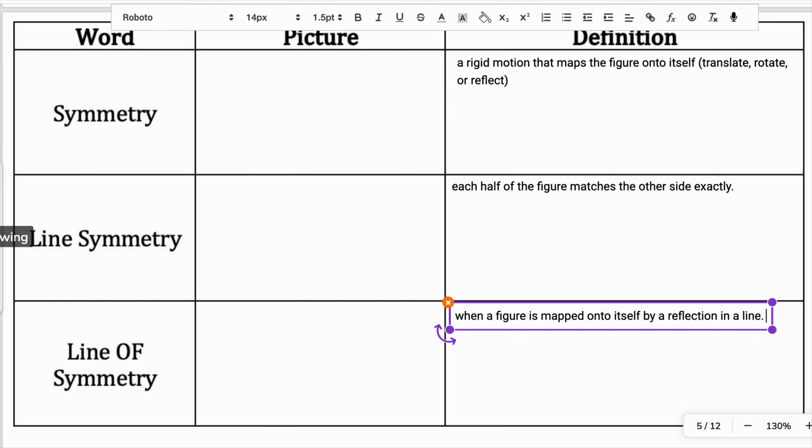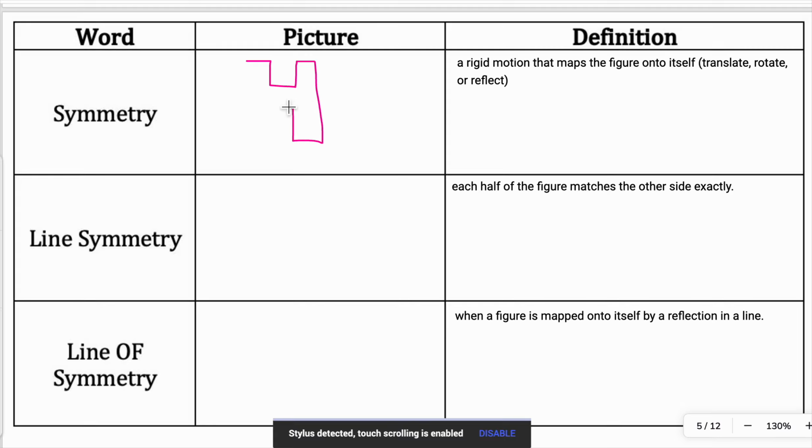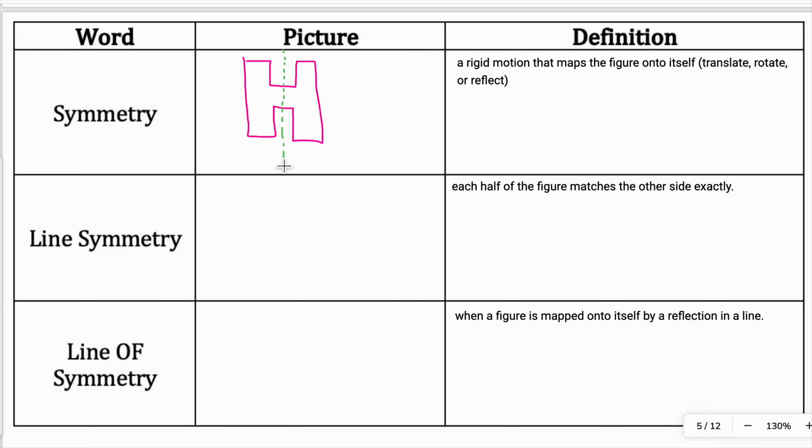So, examples of symmetry. For this one, I just drew the letter H. And it's not going to be perfect, but you get the idea. Symmetry would just show a rigid motion that maps a figure onto itself. In this case, we're going to see a reflection because the left side can be reflected to the right side. Line symmetry, that is showing each half of the figure matches the other side exactly.